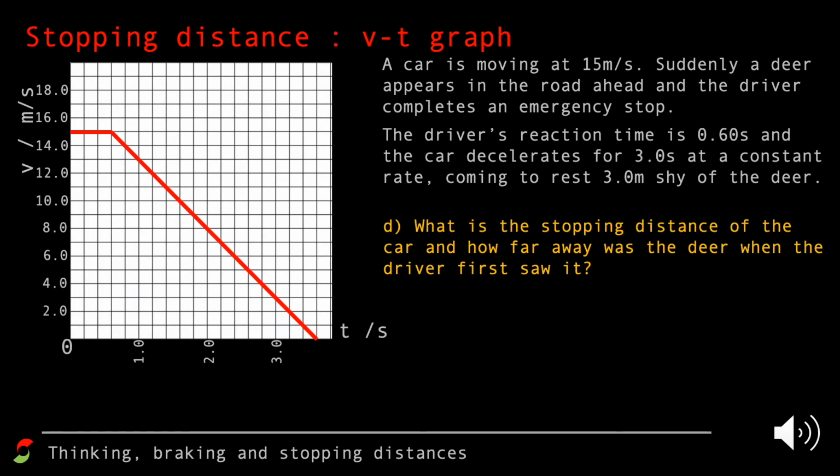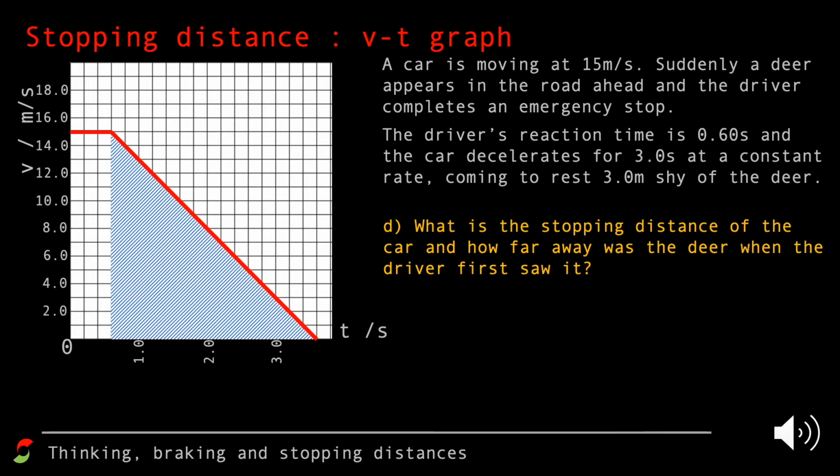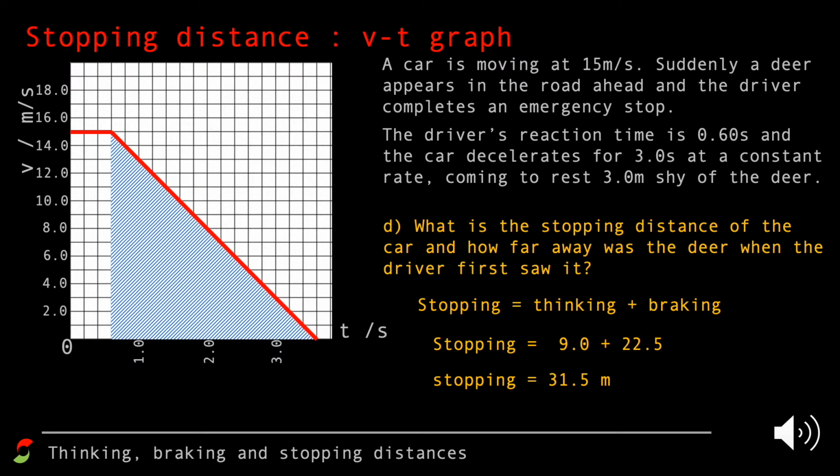All right, so what about calculating the stopping distance and then trying to calculate how far the deer was when the driver first saw it? Well, we know that stopping distance is thinking and braking, and thinking was 9 meters and braking was 22.5. So we've got a total stopping distance of 31.5 meters. Not the end of the question though. The question is how far away was the deer? So we add on another 3 meters to that, and the deer was 34.5 meters away.